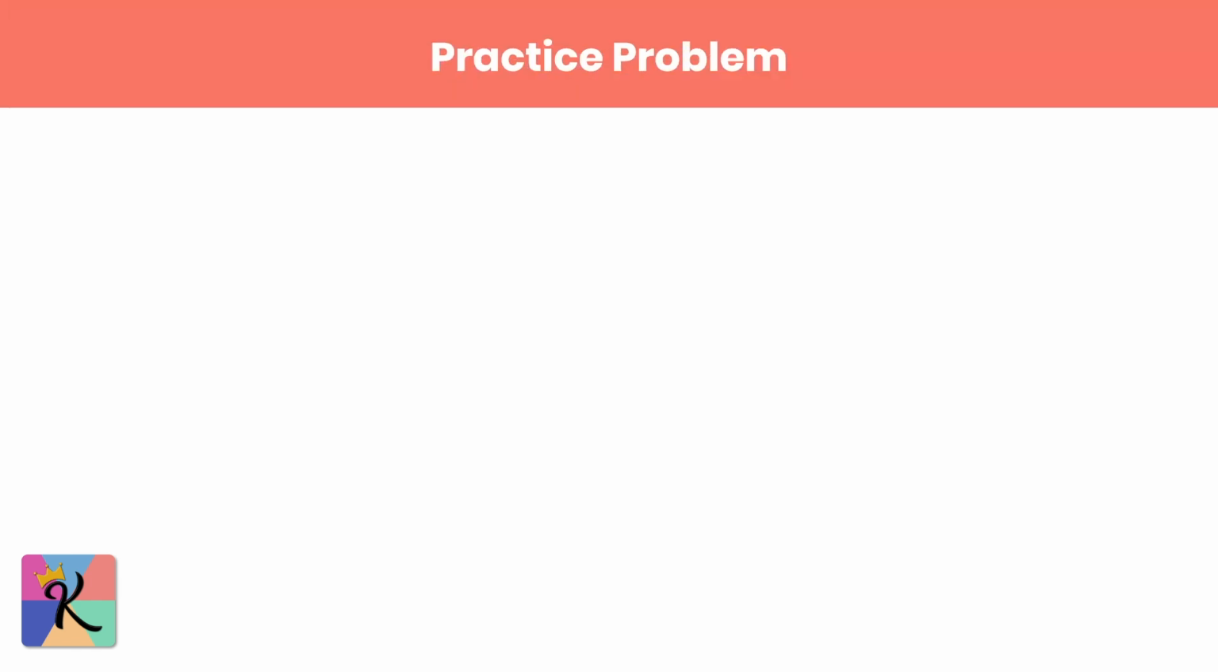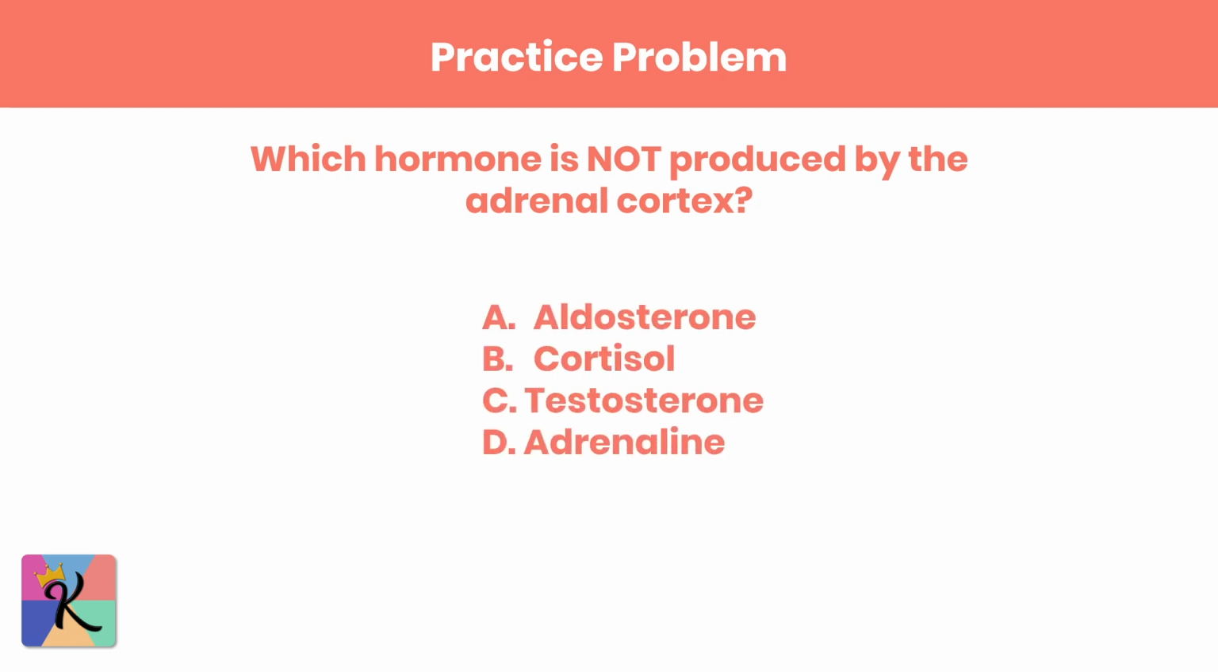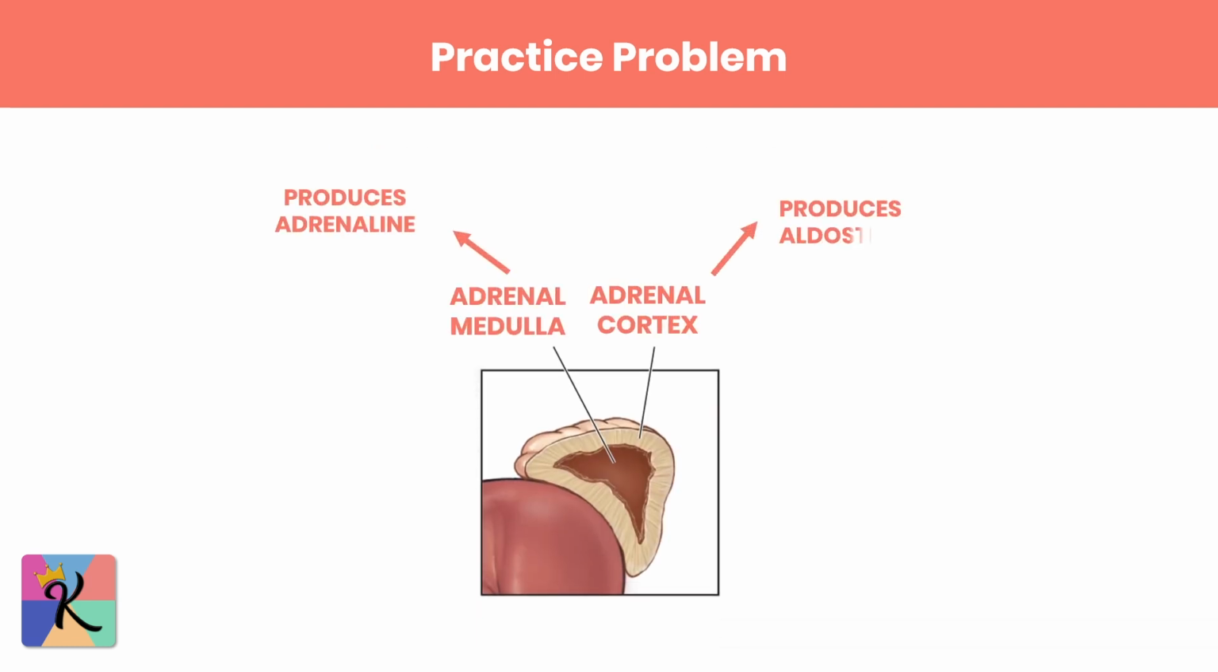Here's a practice question. Which hormone is not produced by the adrenal cortex? A. Aldosterone. B. Cortisol. C. Testosterone. D. Adrenaline. Pause the video to think it over. The correct answer is D. Adrenaline. Adrenaline is produced by the adrenal medulla, not the cortex. The adrenal cortex produces aldosterone, cortisol, and androgens like testosterone.